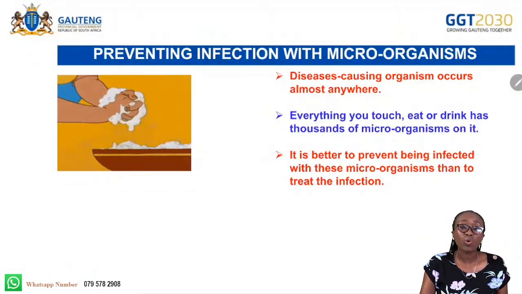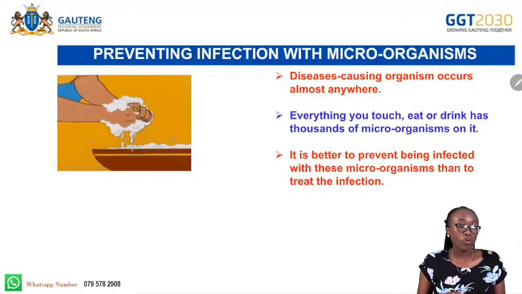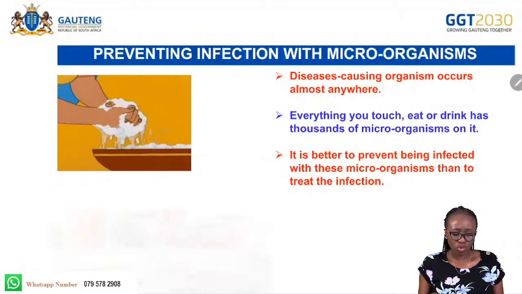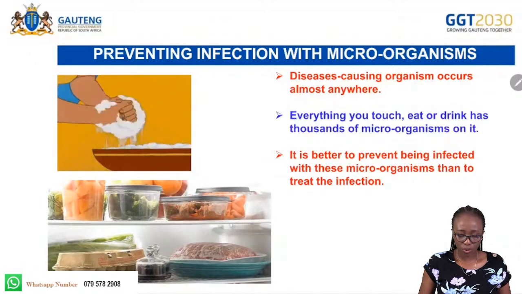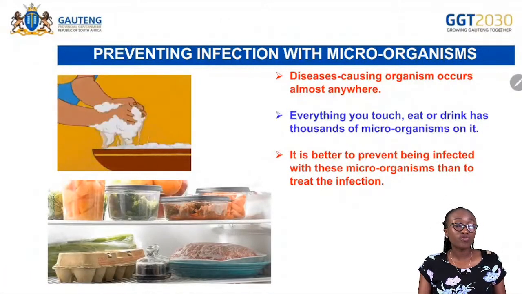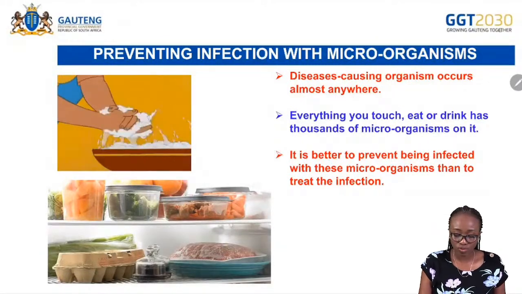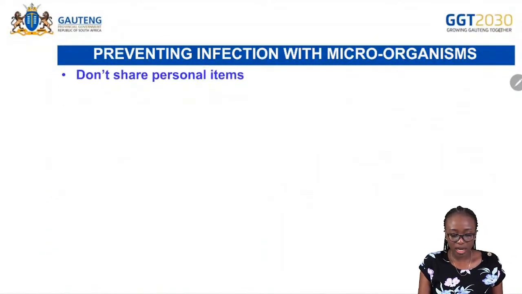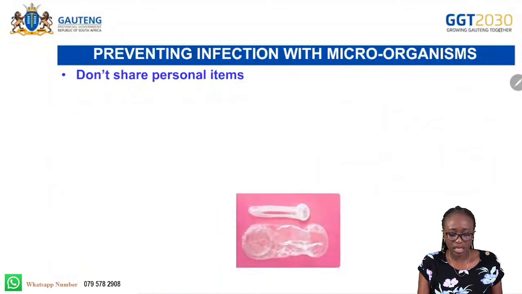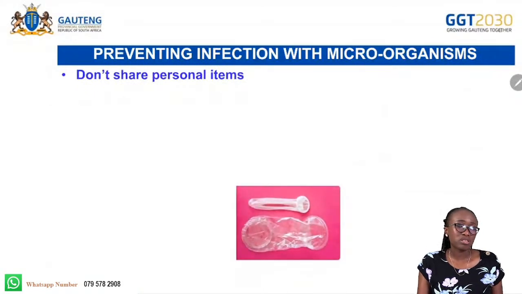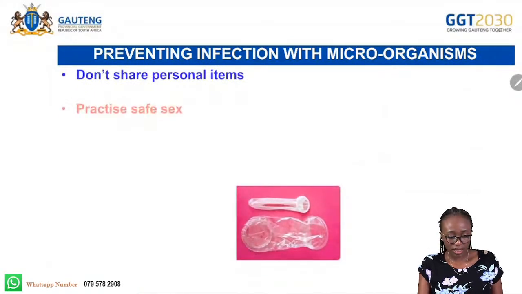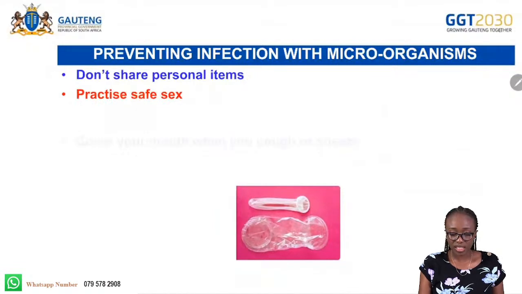What are you going to do? After using the toilet, whether it's number 1 or number 2, you wash your hands thoroughly with soap and water. You refrigerate your food to keep it from spoiling. Don't share personal items like syringes, and practice safe sex.